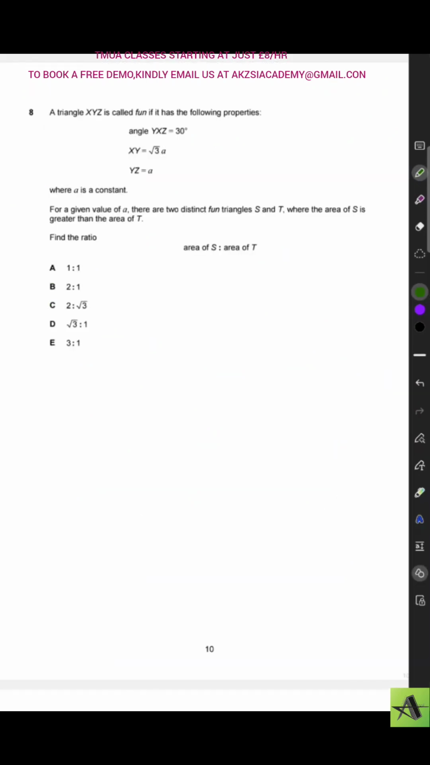Now question 8 says a triangle XYZ is called fun and it has the following properties. Angle YXZ is 30 degrees, XY is root 3 A, YZ is A, where A is a constant. For a given value of A, there are two distinct fun triangles S and T, where the area of S is greater than the area of T. Find the ratio of the area of S to the area of T.